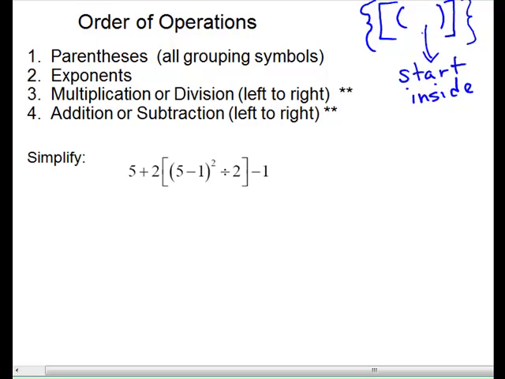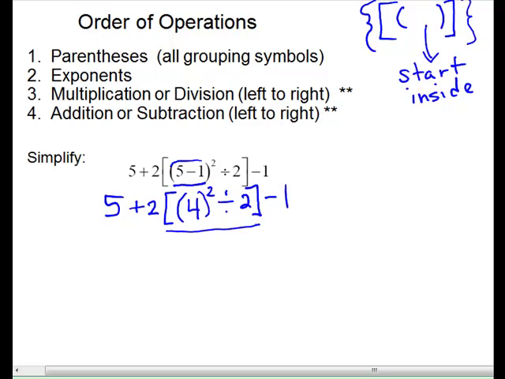So we're going to start at the innermost set, the 5 minus 1. And we're going to do the math that's inside, which gives us 4. You have to keep your parentheses because there is an exponent, and you want to keep everything else. Make sure you don't drop a bracket. The most common error is dropping a bracket too soon. Right, now we are inside the bracket. Exponents go before division. So 4 squared is 16. That is not going to take your bracket off. So we'll bring everything else down.